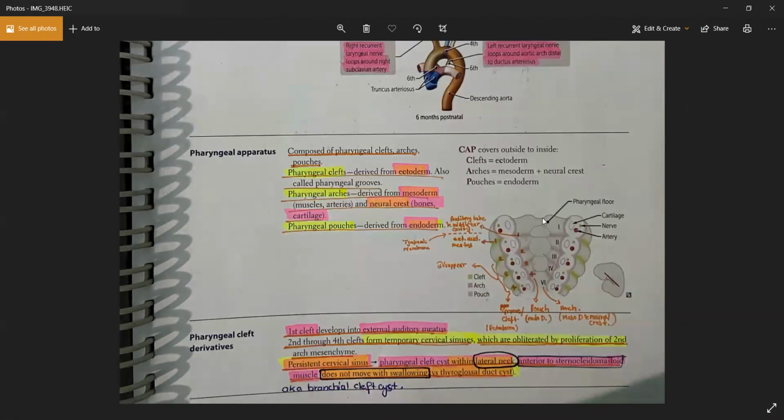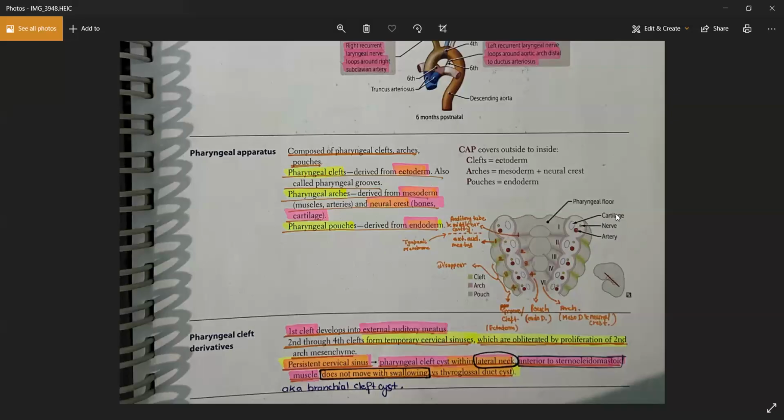So you have six arches again, just like the aortic arches: arch 1, arch 2, arch 3, arch 4, and arch 6. The fifth arch is obliterated; it does not form any structure. In every arch, you will have a cartilage, a nerve, and an artery. And please note, nerves are not derived from this pharyngeal apparatus, but instead these nerves are supplying here.